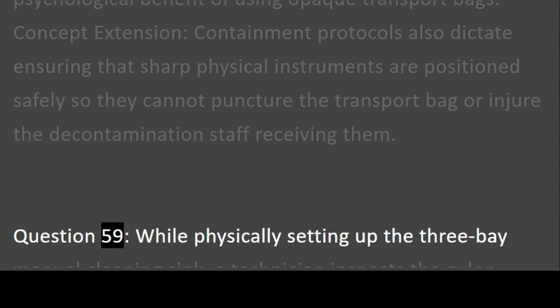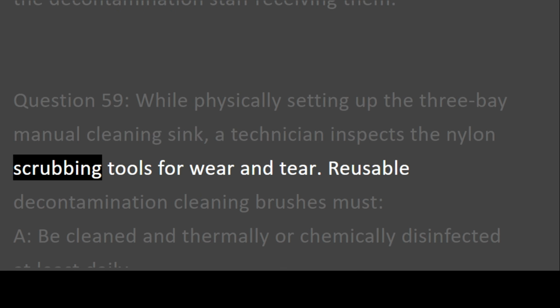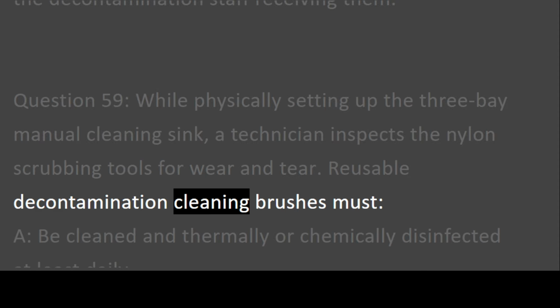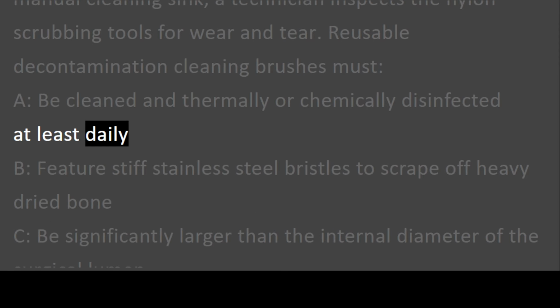Question 59. While physically setting up the 3-bay manual cleaning sink, a technician inspects the nylon scrubbing tools for wear and tear. Reusable decontamination cleaning brushes must A. Be cleaned and thermally or chemically disinfected at least daily.